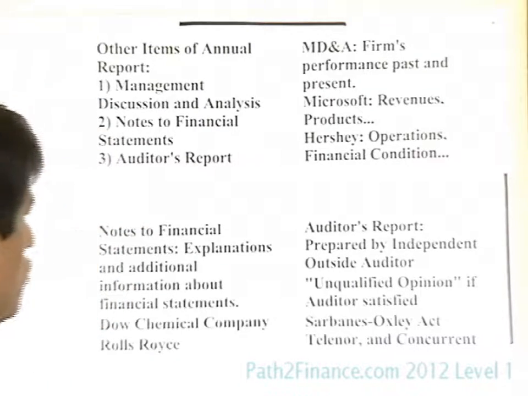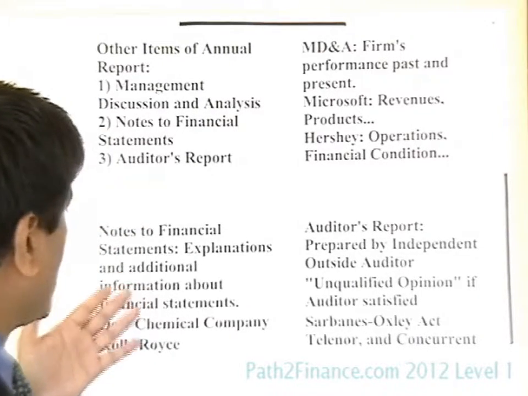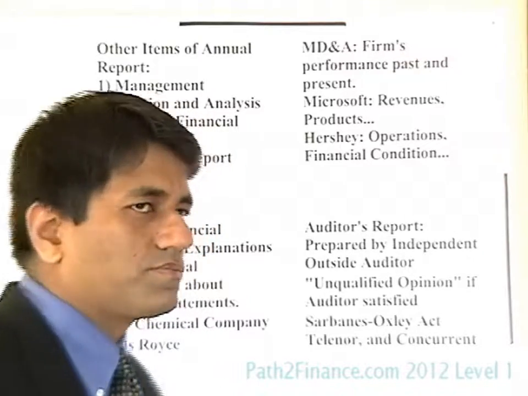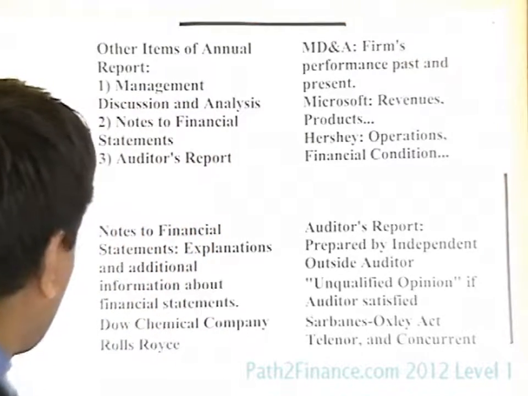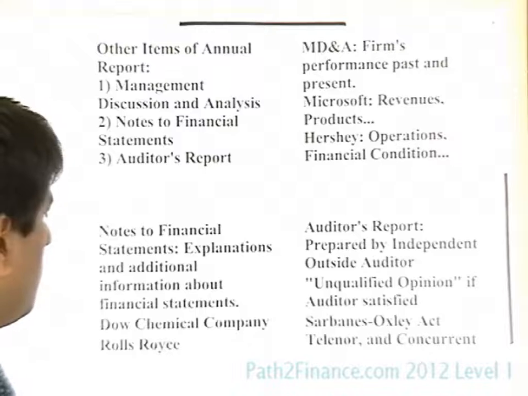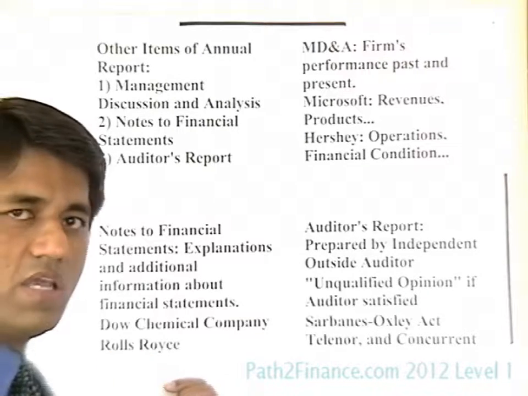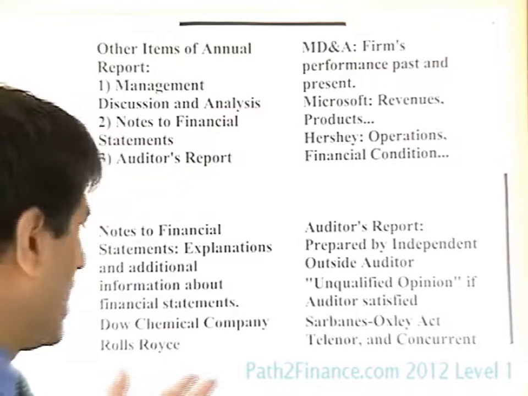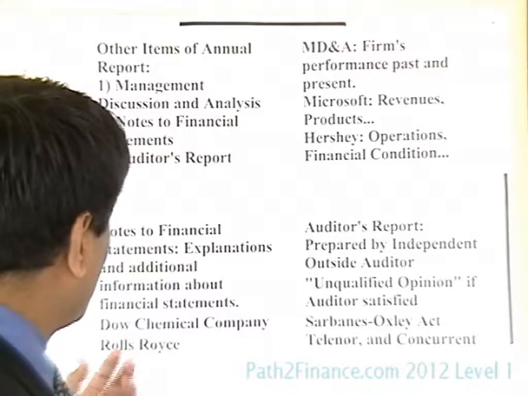In notes to financial statements, there are explanations and additional information about financial statements. For example, what kind of accounting rules were followed, if there were some things which the investor should note. There are a couple of notes to financial statements which I have found for you on the internet. For example, Dow Chemical Company and Rolls-Royce.